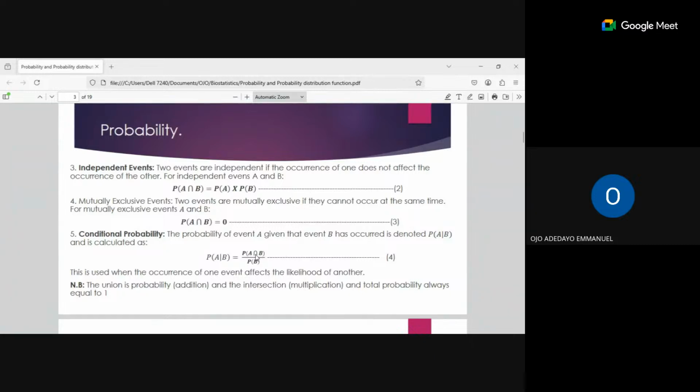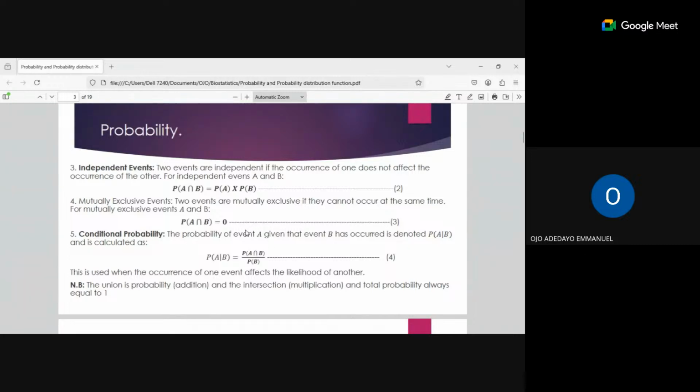Let's say, for instance, you have a coin in your hand and a die. By the time you throw the coin up, the probability of the coin coming up heads is independent of the die coming up 5. Let me use a real life scenario.